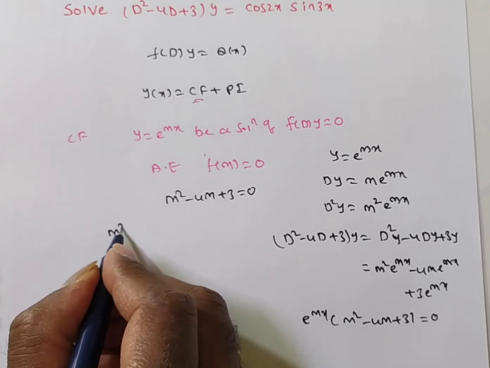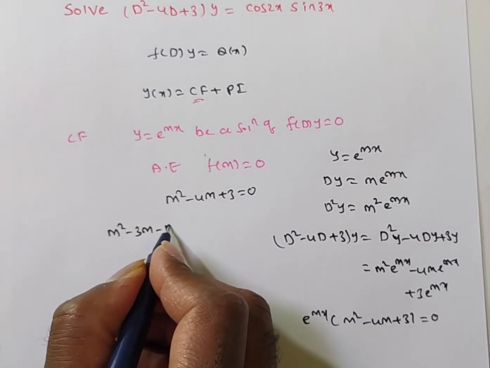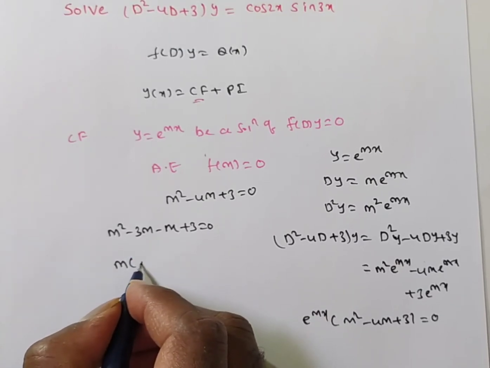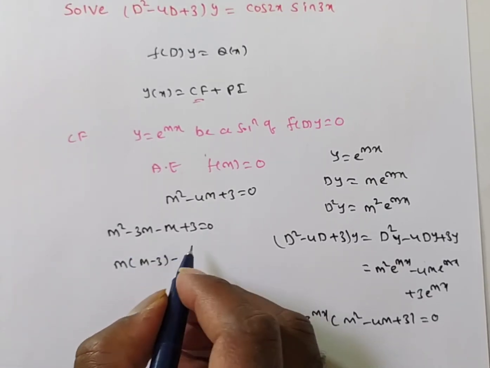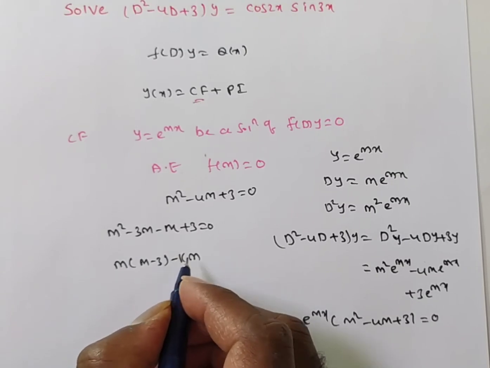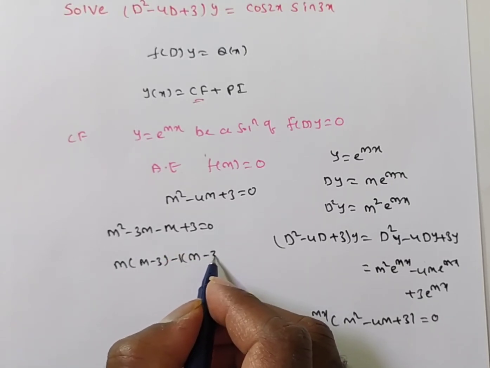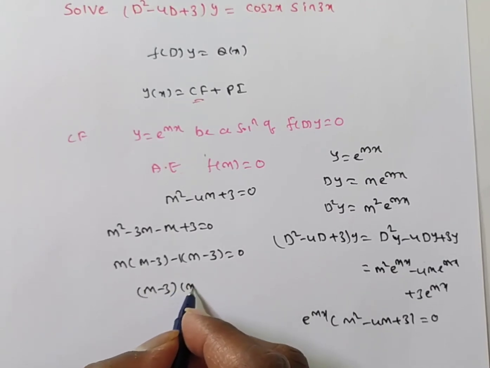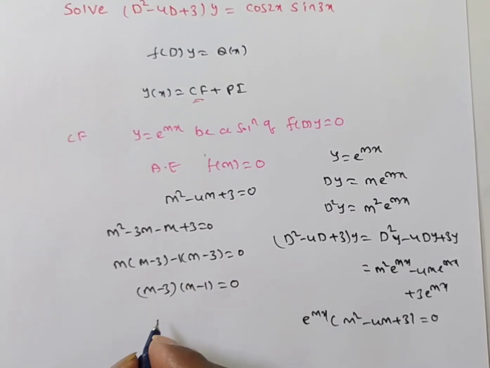So I will get m² − 3m − m + 3 = 0. If you take m common from the first two, we have m(m − 3). From the last two you can take −1 common, then you have −1(m − 3) = 0. Now you can take (m − 3) common, then we will have (m − 3)(m − 1) = 0. Then we get the roots m = 3, 1.